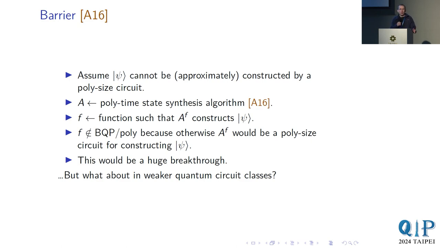We don't even know how to prove a super polynomial size lower bound in the classical world for explicit functions, let alone in the quantum world. So it seems like we're stuck. But now we can ask, what if we consider a weaker question than this? Suppose that instead of trying to prove super polynomial-sized lower bounds for explicit functions, we consider some weaker quantum circuit class that's still stronger than QNC0. Then can we make progress?